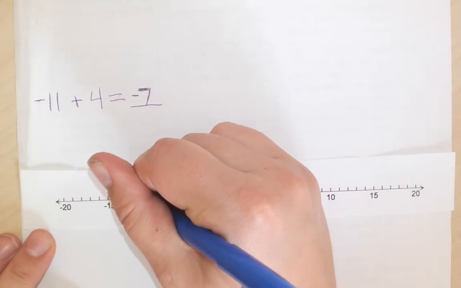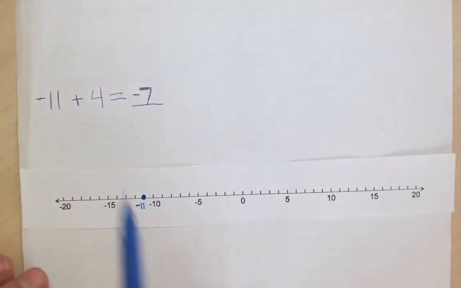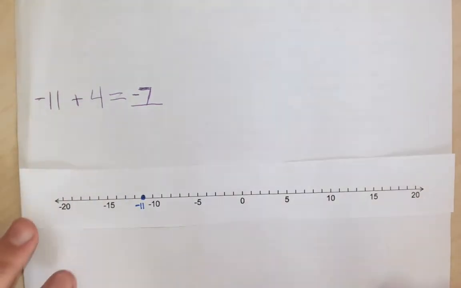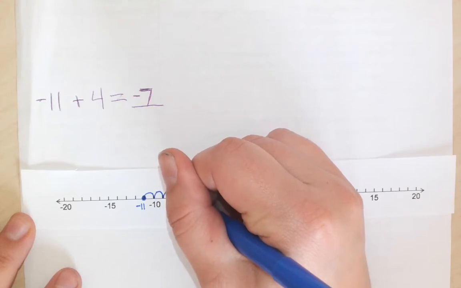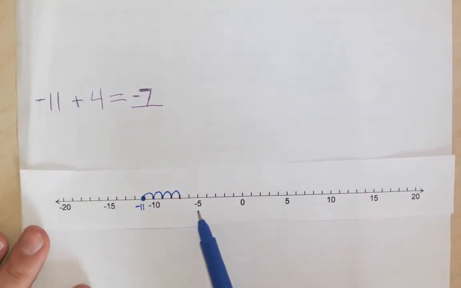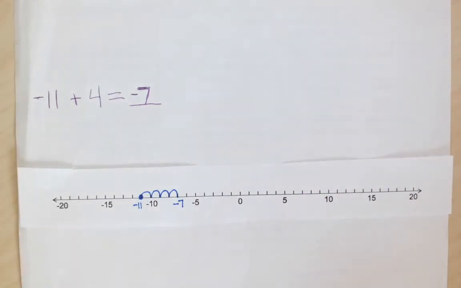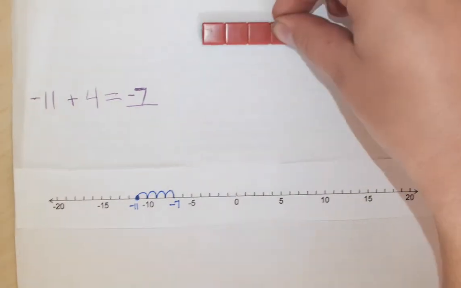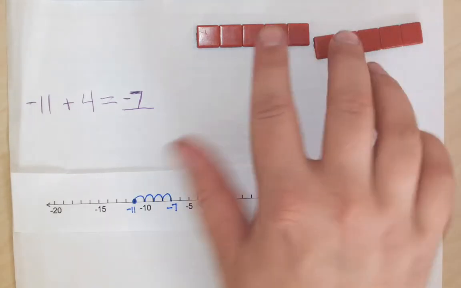So I start at -11, which is right here, and then I'm going to move 4 jumps in the positive direction. So 1, 2, 3, 4. Well, when I look at that, if that's -5, that would be -6. This is indeed -7.